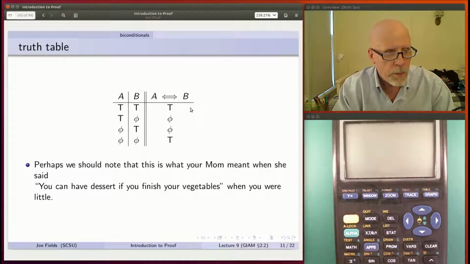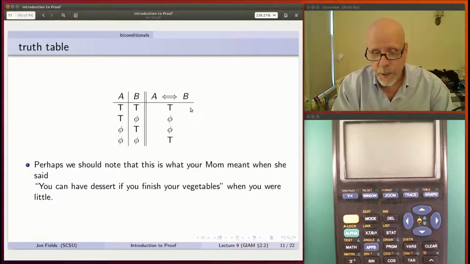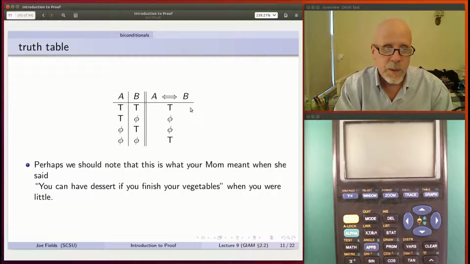You can have dessert if you finish your vegetables. Now, that actually already gives you a way in which spoken ordinary speech is different from math. A math person would never say it that way. They would say, if you finish your vegetables, then you can have dessert. The if part is supposed to come first, but in language we often just say the then part and then the if part. So what did she mean if she said, if you finish your vegetables, then you can have dessert?